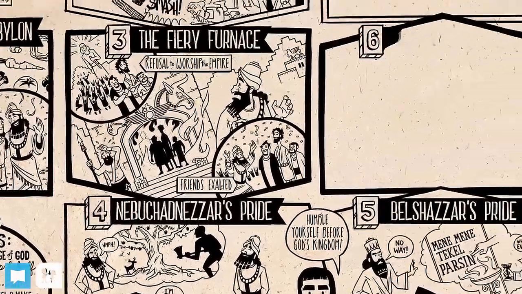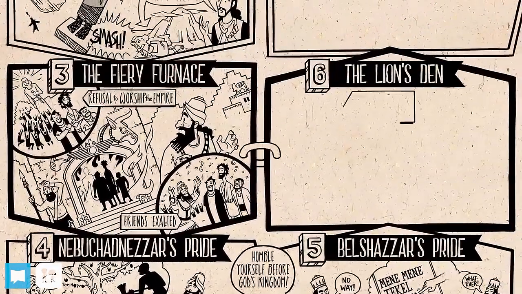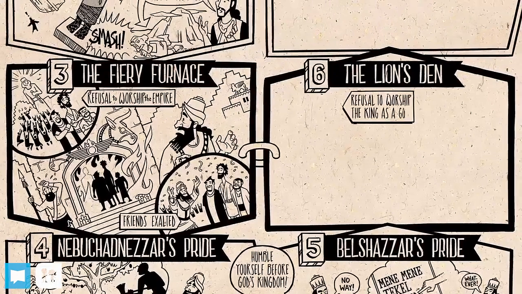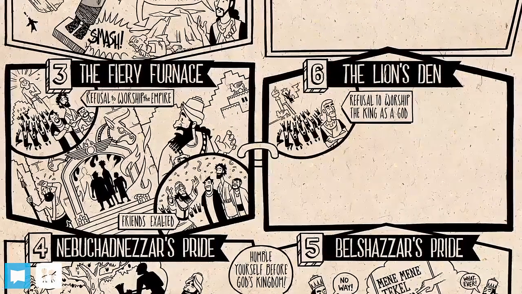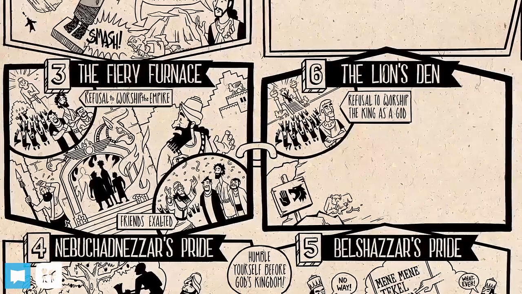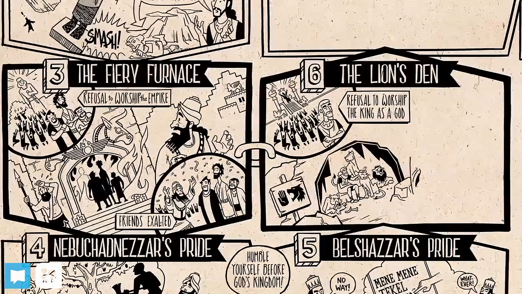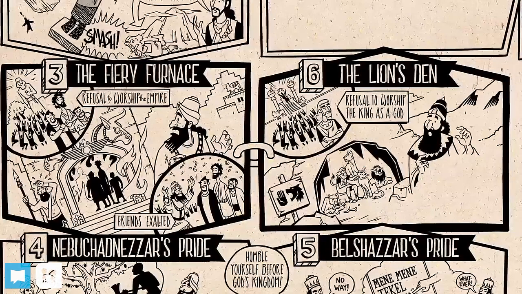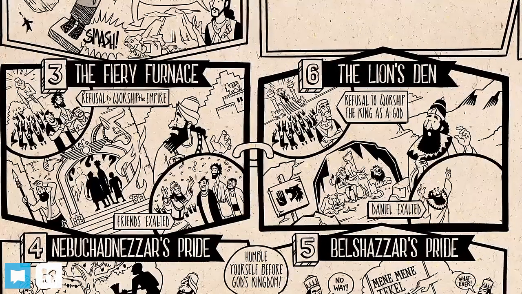Which brings us to chapter 6, the pair of chapter 3. And this time it's Daniel who's being persecuted because he refuses to pray and worship the king as a god. And so, like the friends, he's sentenced to death and he's thrown into a lion's den. But God delivers him from the beasts, and like the friends, the king exalts Daniel and praises his God.